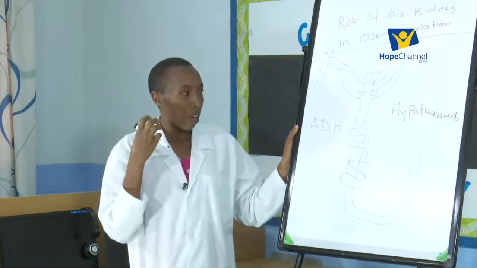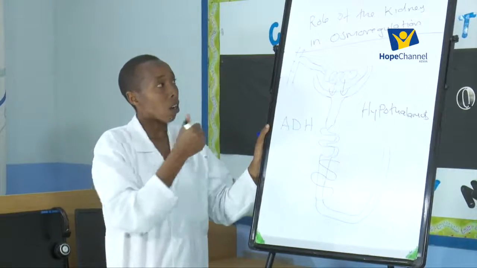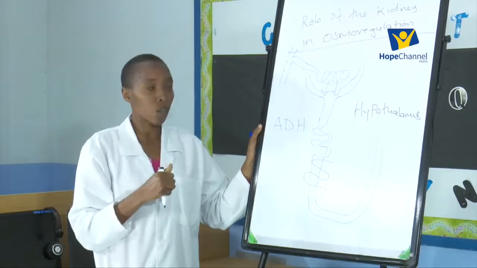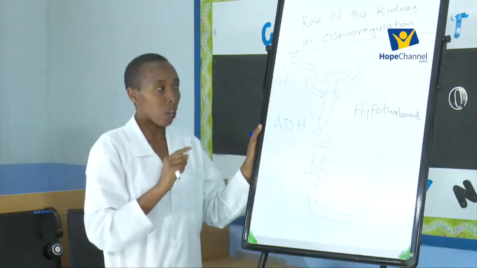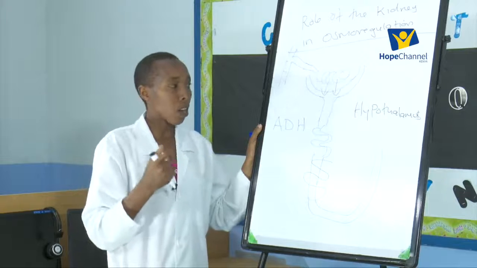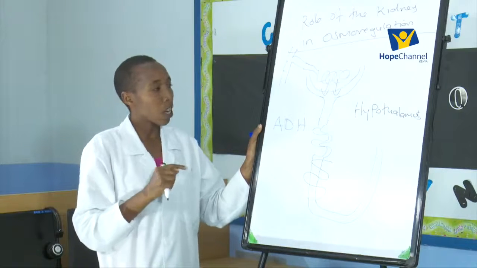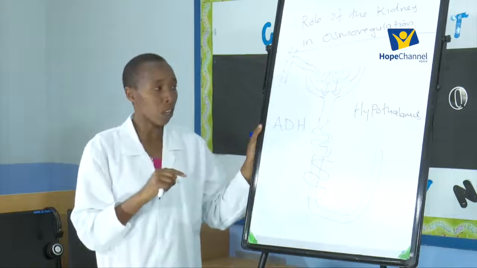Hypothalamus is a part of the brain that is responsible in osmoregulation. It's also responsible in thermoregulation and the regulation of blood sugar. That is the role of the hypothalamus. Mostly it plays a role in homeostatic function. And that is why I want to explain how does the kidney play a role in osmoregulation.